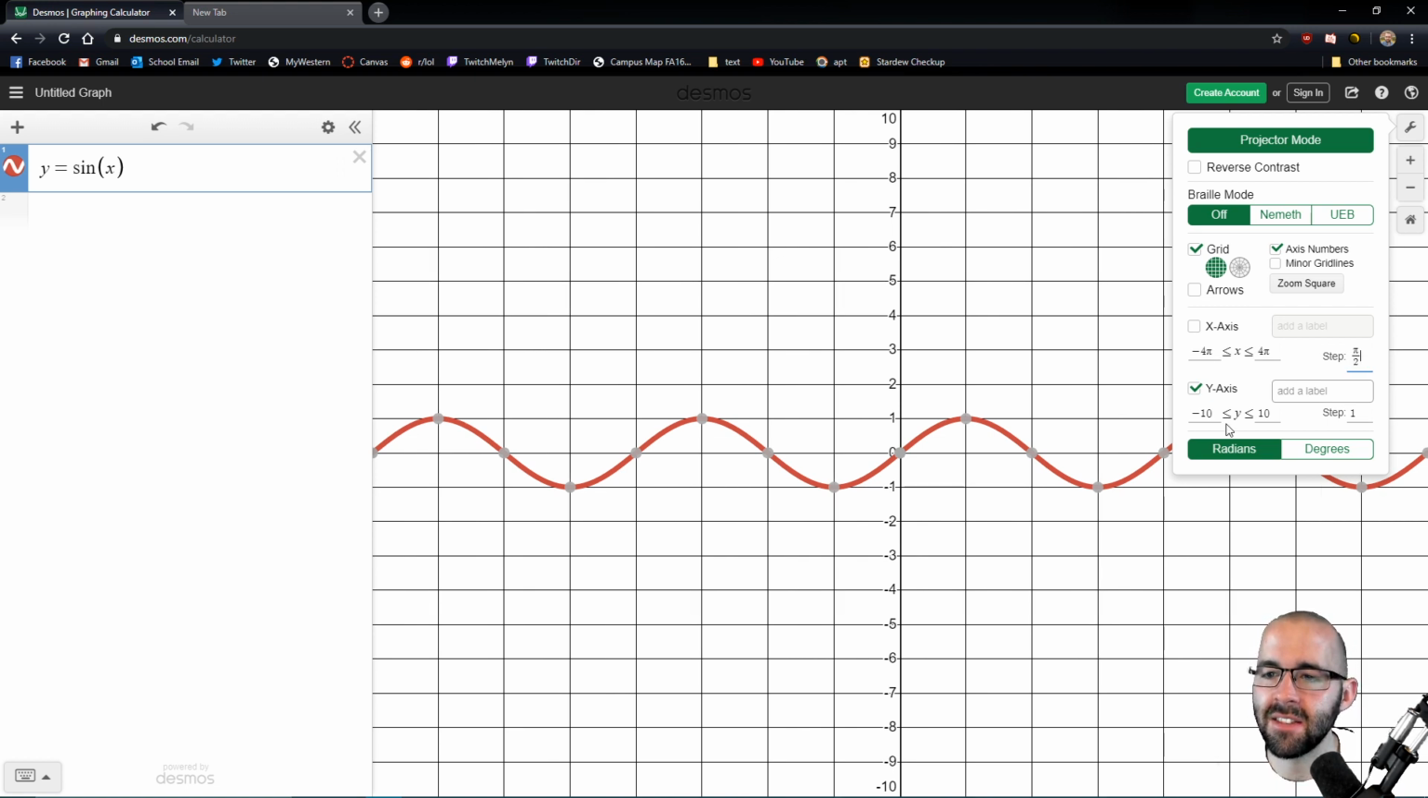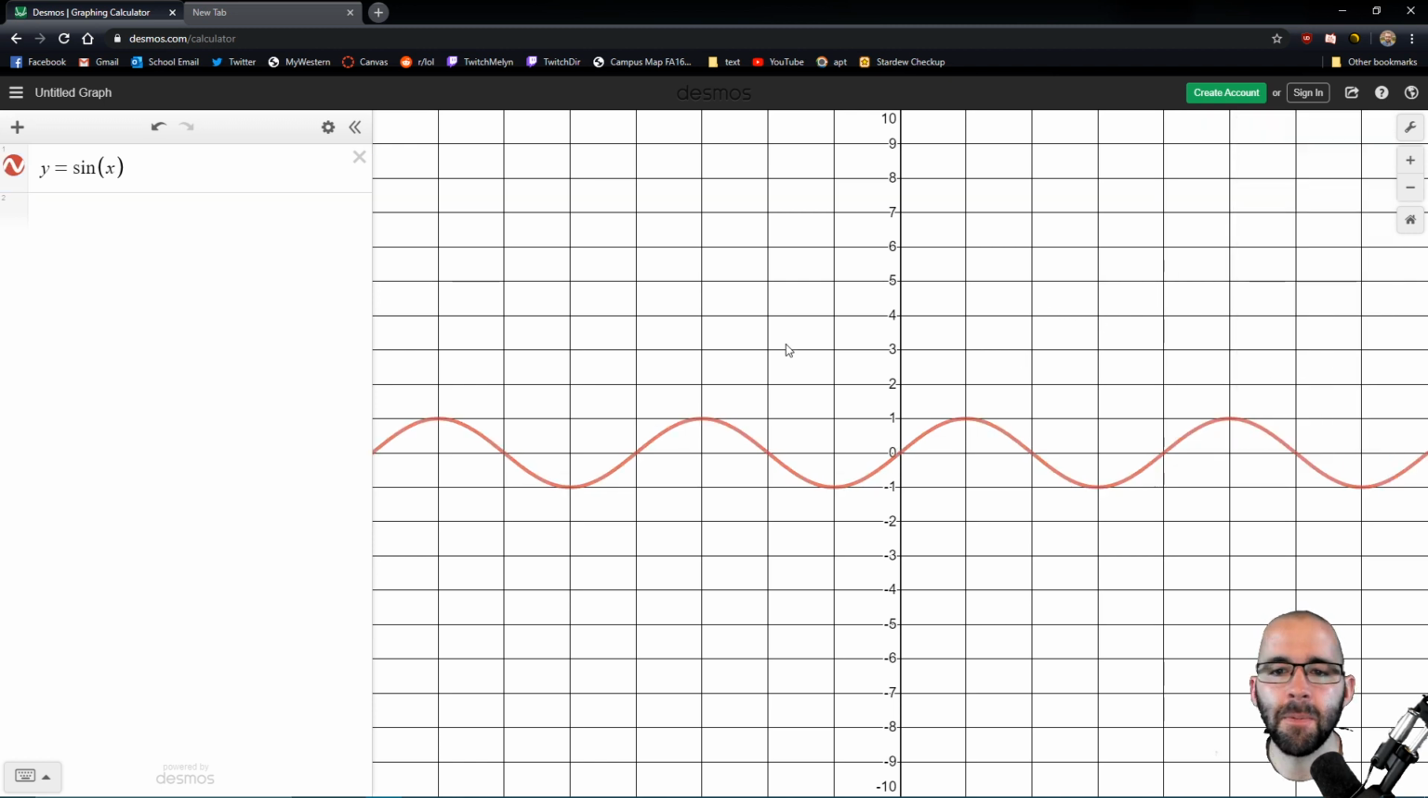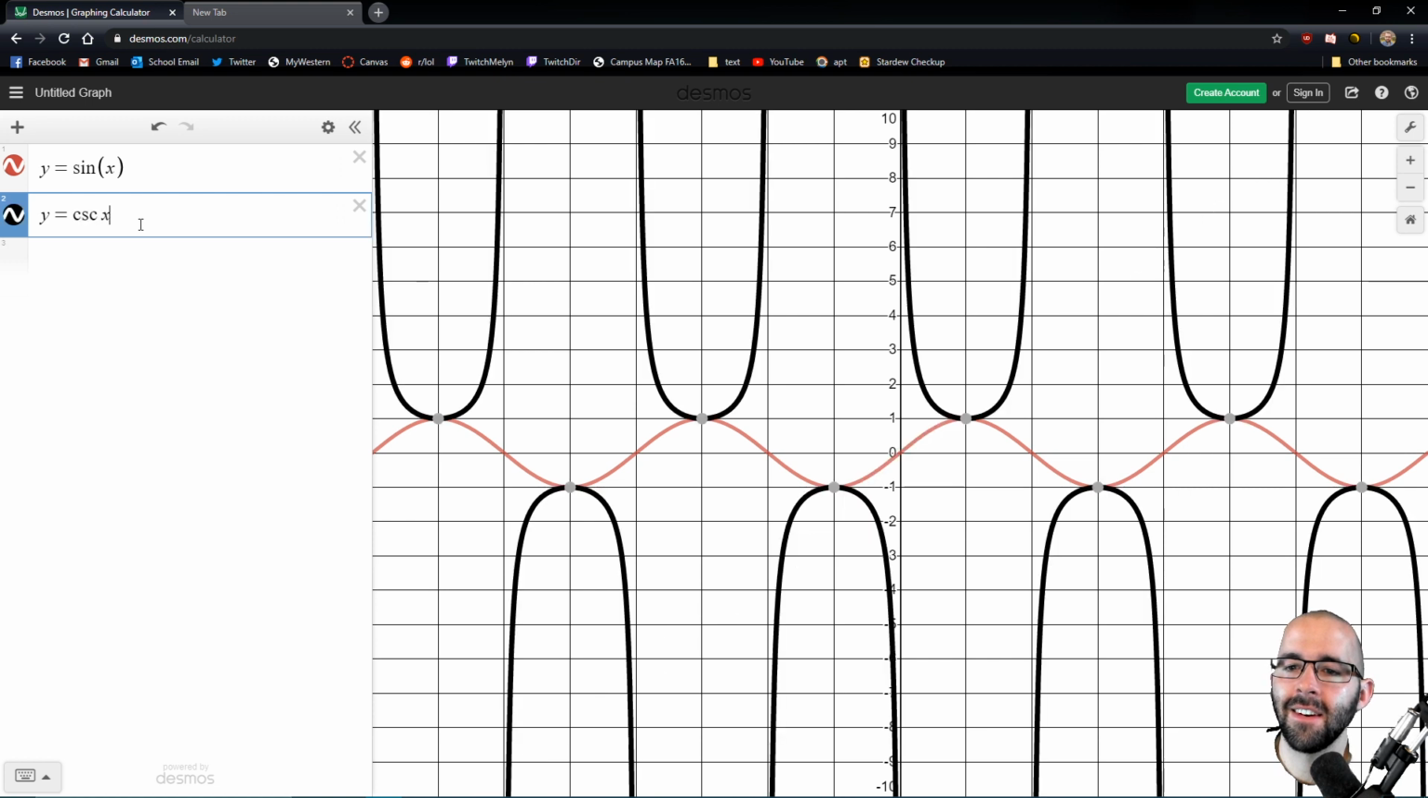Okay, so let's make sure we got our scale good. And actually, this is a pretty good scale we have right here. So this is sine. We all know what sine looks like by now, right? Period is going to be 2 pi. And it oscillates between 1 and -1, where every quarter of a period, it either goes to the midline or a max or min. So midline, max, midline, min, midline, max, midline, min, etc. Okay? Let's look at its reciprocal function, cosecant. So that is something, isn't it?